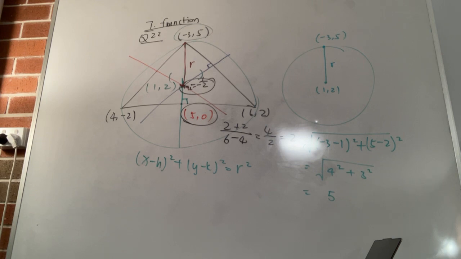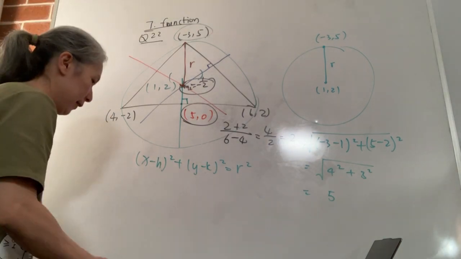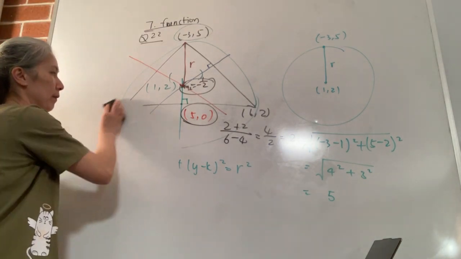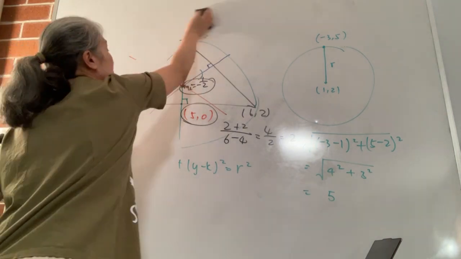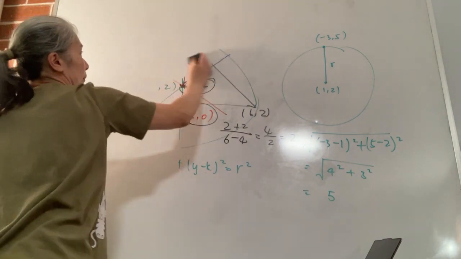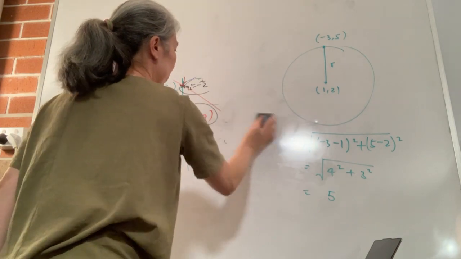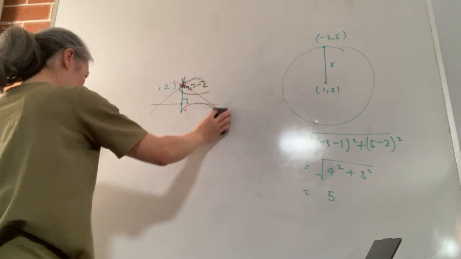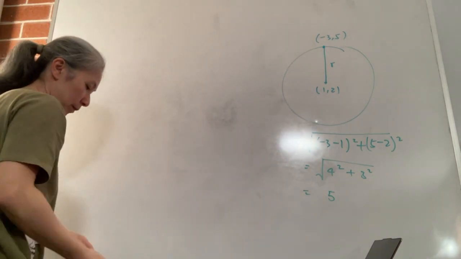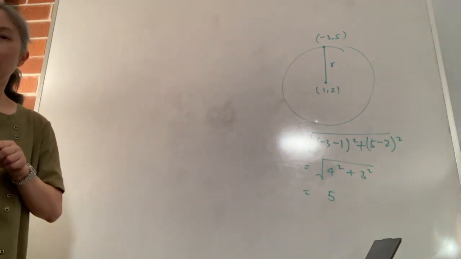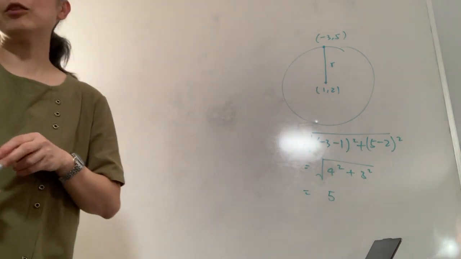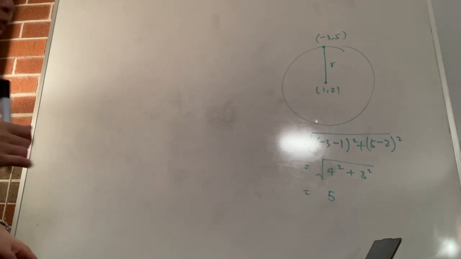Able to find out the distance between them. So do you think you can continue on? Yeah. Okay, so we are going to look at this section, which is circle. To do completing the square, let's refresh it.